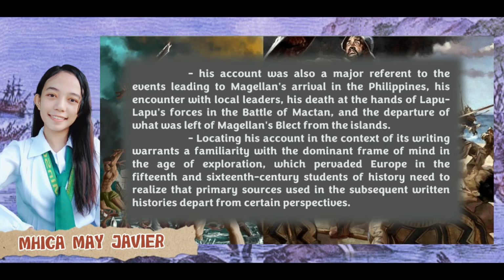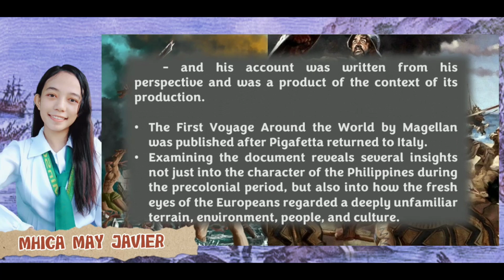Students of history need to realize that primary sources used in subsequent written histories depart from certain perspectives. And his account was written from his perspective and was a product of the context of its production. The First Voyage Around the World by Magellan was published after Pigafetta returned to Italy. Examining the document reveals several insights not just into the character of the Philippines during the pre-colonial period, but also into how the fresh eyes of the Europeans regarded a deeply unfamiliar terrain, environment, people, and culture.